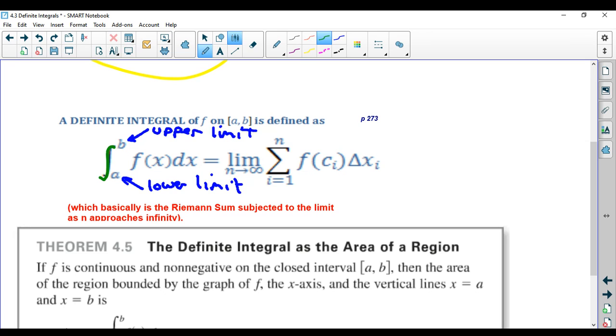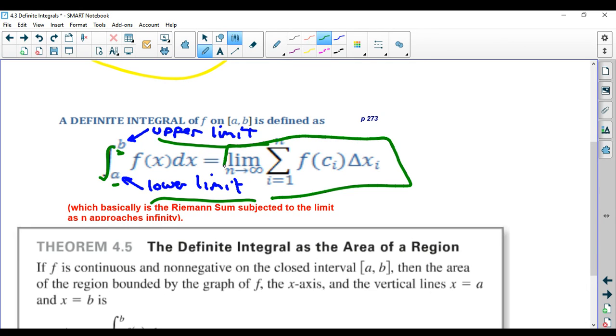But a definite integral has limits. So I have a little number here, a, that's called the lower limit, a number up here, b, that's called the upper limit. So what that means is you're just integrating from the lower limit, you can think of left, to the upper limit, and that equals this area calculation that we were just talking about.